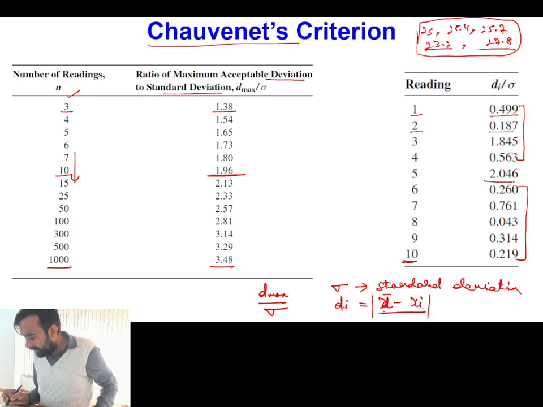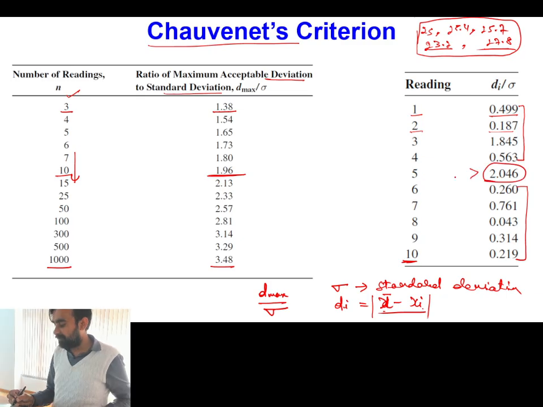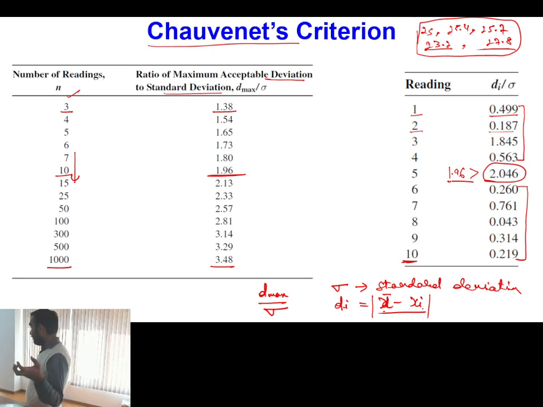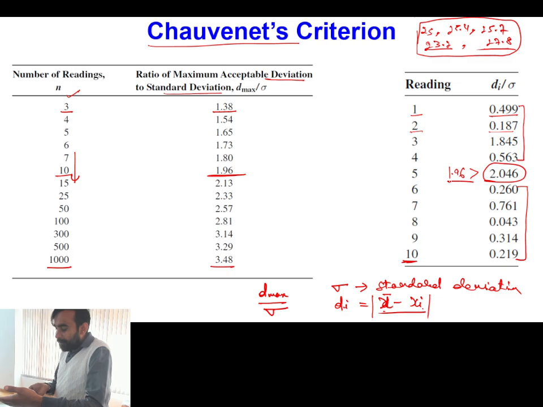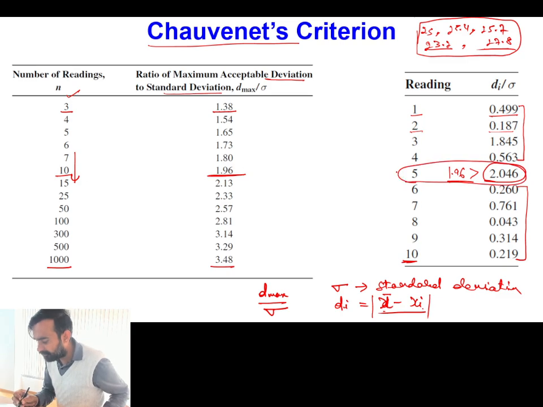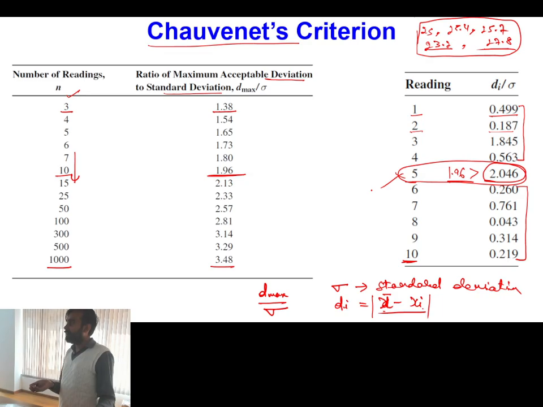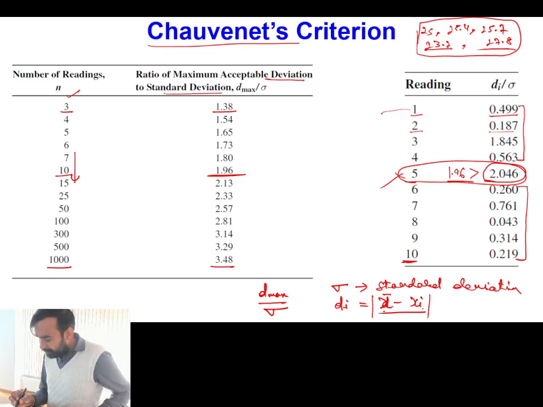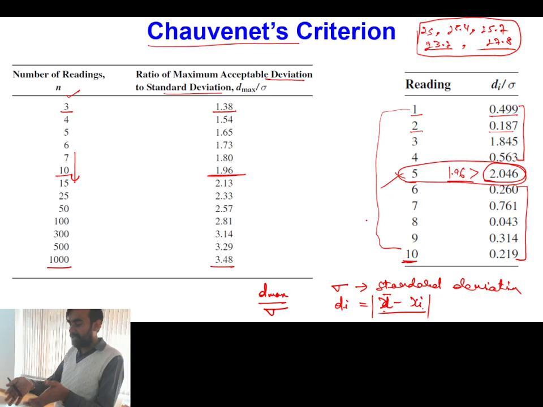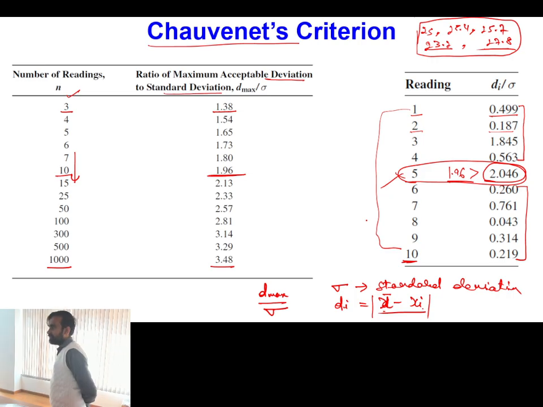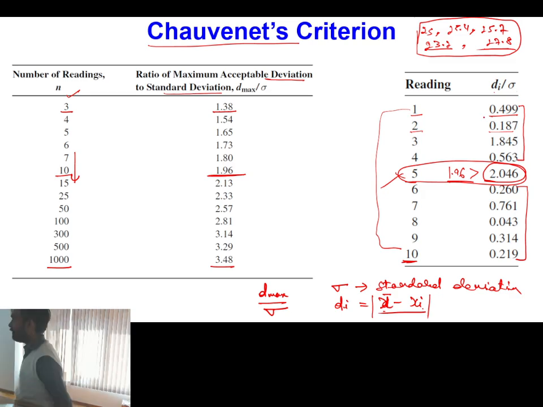So you can see all these quantities are less than 1.96 and all these values are also less than 1.96. But reading number 5 has di by sigma greater than 1.96, which is the maximum allowable limit. It means that whenever I have to consider this sample of readings for further analysis, I have to remove this reading from the sample. And after removing this reading, with the remaining 9 readings, I will again perform my analysis, check whether anything is going beyond the maximum limit, and then proceed further. Is this point clear?